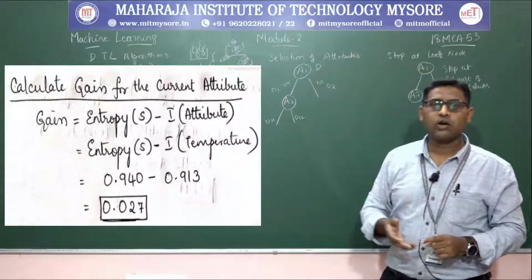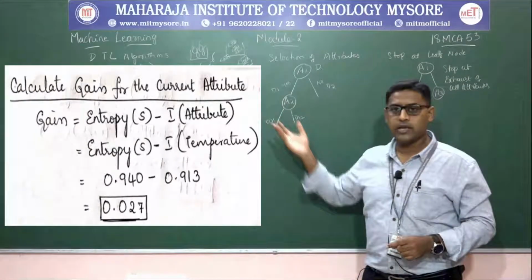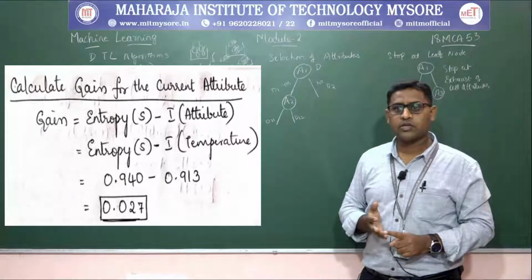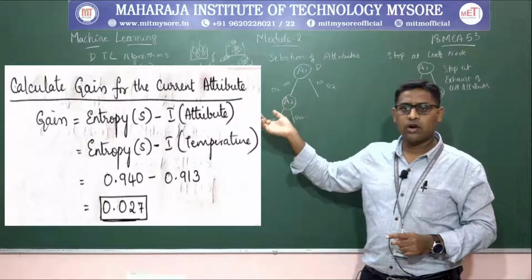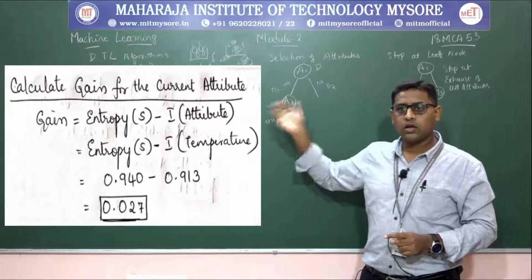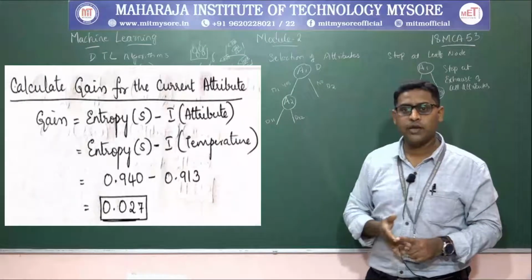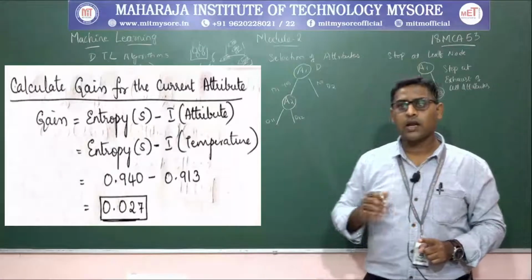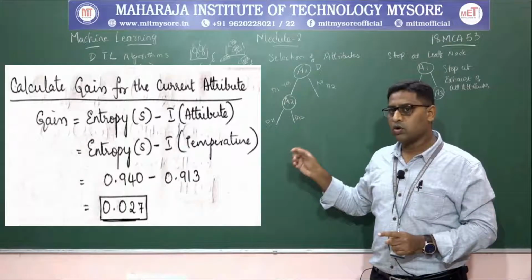Next step is we need to calculate the gain value for the current attribute. Again the same formula we need to apply: the entropy of S minus the average information we have obtained for temperature, that is 0.940 minus 0.913, it will be 0.027. So the gain value of the current attribute, temperature, is 0.027.